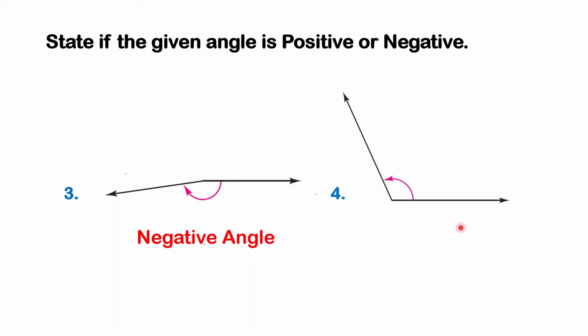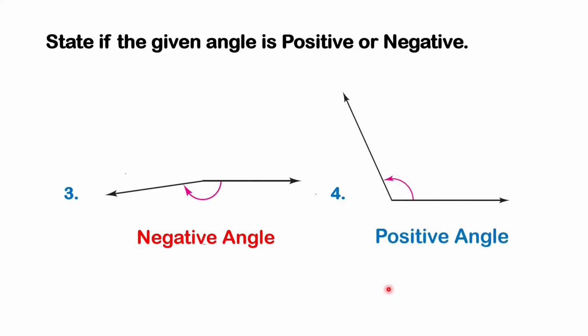Now let's take a look at the fourth figure. Here we have the given angle. This is our initial side. As you can see, this angle is formed by rotating the initial side about its endpoint, or the vertex, in, yes, you got it, a counterclockwise direction. So hence the angle formed right here is, yes, you got it, a positive angle.